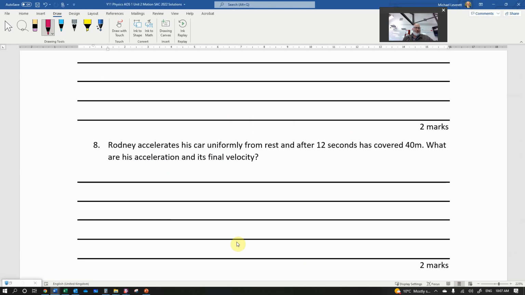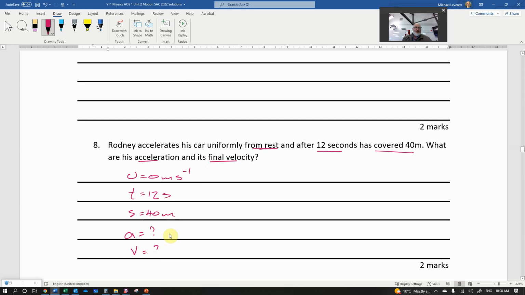Next one. Young Rodney accelerates his car uniformly from rest. So U equals 0 metres per second. And after 12 seconds, T equals 12 seconds, he has covered 40 metres. S equals 40 metres. What are his acceleration and final velocity? V equals question mark.